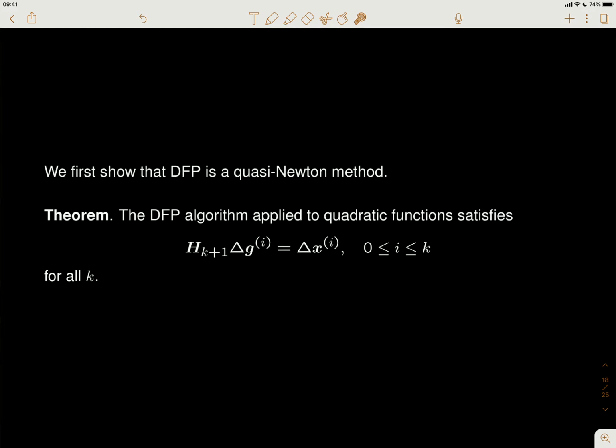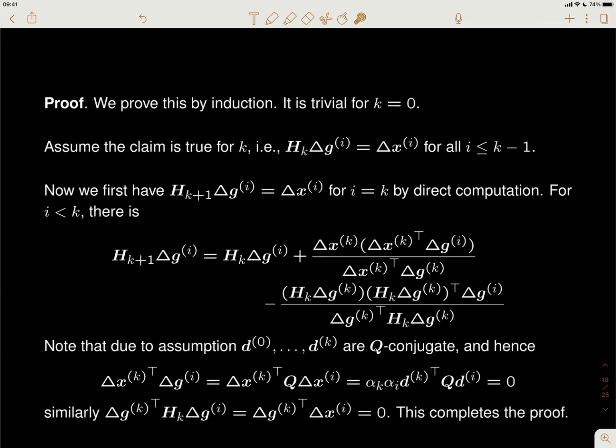And to show that, we're again going to do this by induction. Similarly as before, it's trivial for k equals 0, and assume the induction hypothesis, which means that Hk does satisfy that equation for i less than or equal to k minus 1. And we're going to show that this is true for all i less than or equal to k. Okay, we can directly show when we multiply this.